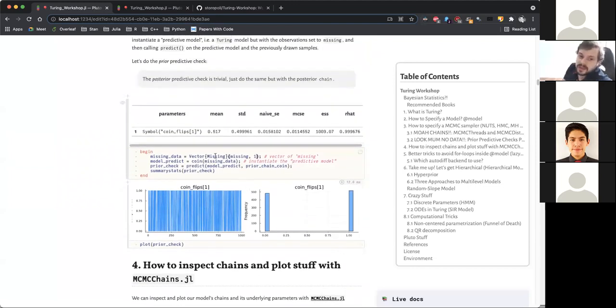Yeah, that's the whole deal. I get just one draw from every pre-draw from the prior. Yeah, that's what I'm doing here.